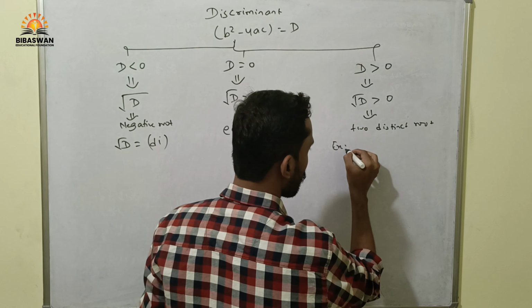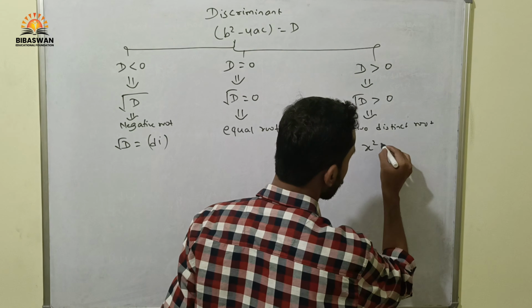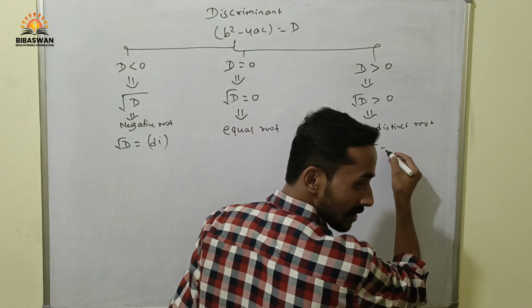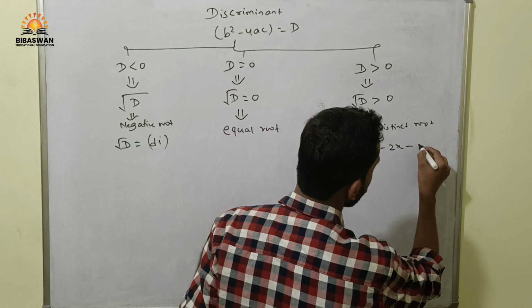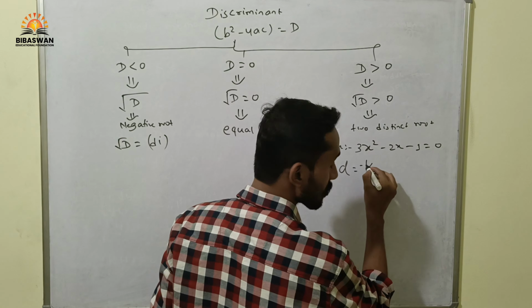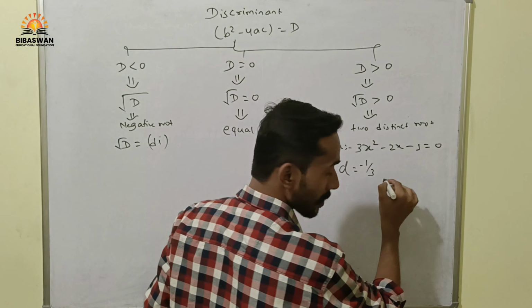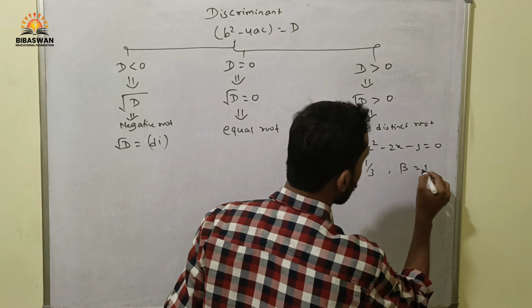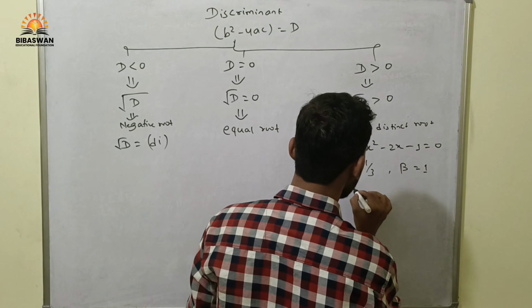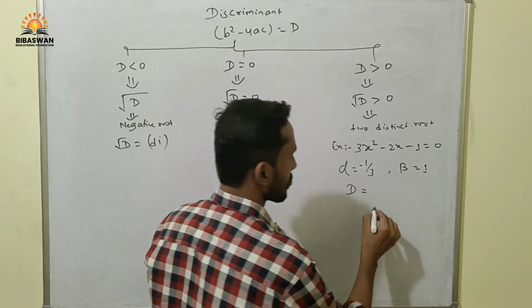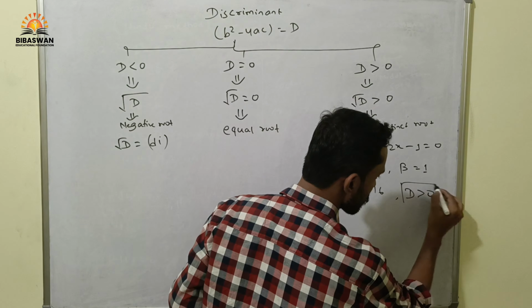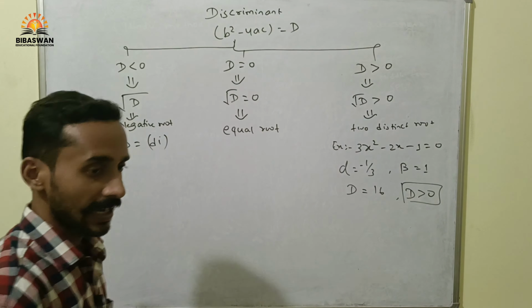Example, first example I give, what is the question? x square, 3x square minus 2x minus 1 is equal to 0. Here alpha is equal to minus 1 by 3 and beta is equal to 1. We find two distinct roots because here the value of D is 16, and 16 is always greater than 0, which means it comes under the category of greater than.